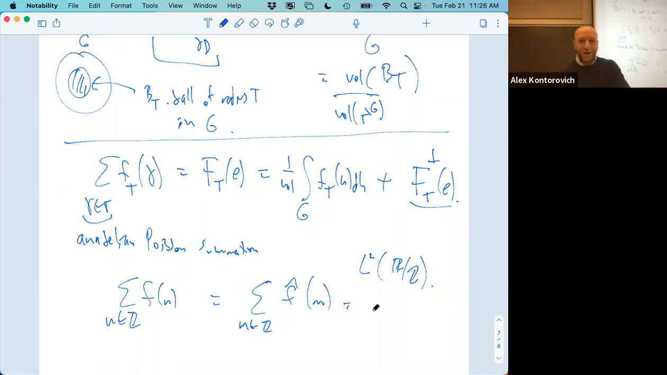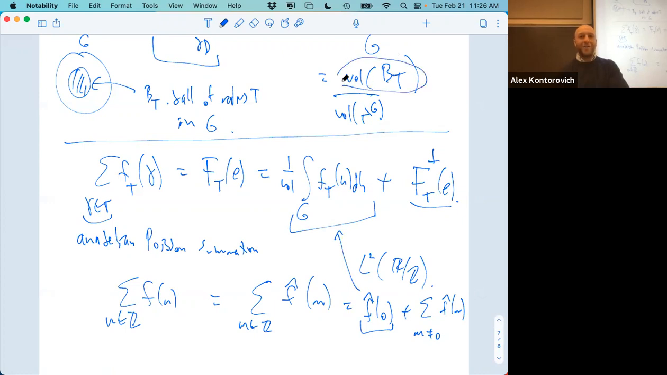But by the way, if I take out f hat of 0, the main term, plus a sum over the other terms, m not equal to 0, f hat of m. What is f hat of 0? The Fourier transform with no spin. It's just the total mass. This is f hat of 0, and that's the main term. It gives you the volume of the ball. The number of points that you get in the discrete group is just the volume of the ball divided by the covolume. So isn't that nice?